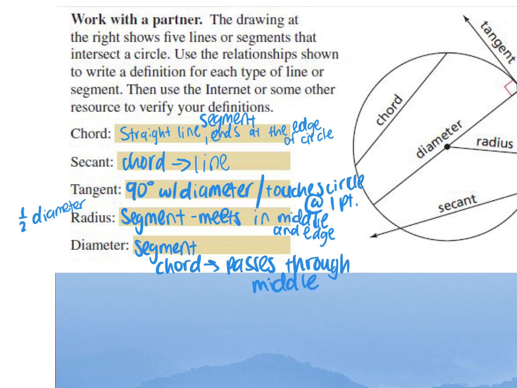Okay? So the diameter is a chord, okay? It is a segment that goes from one edge of the circle to the other, but it must pass through the center of the circle. Yes? Yes, it absolutely does cut the circle in half. That's exactly what Cody said too, okay? Both of those are correct. Diameters will always cut your circle directly in half. Good job, okay?